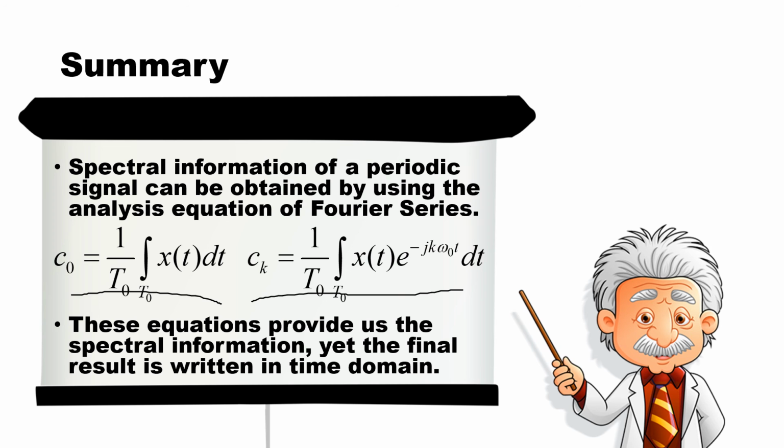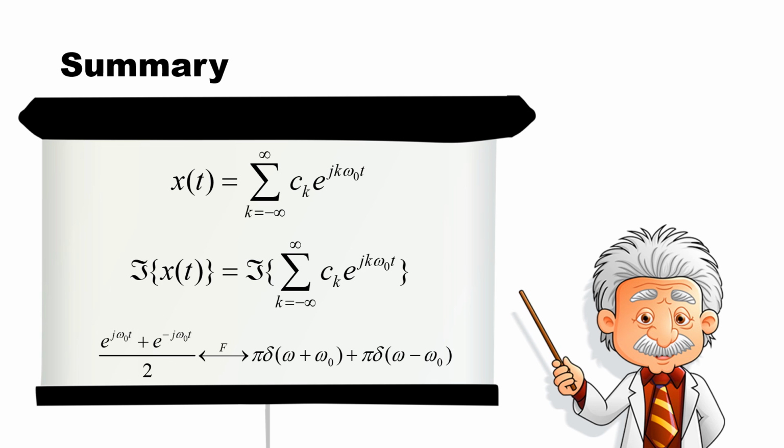But what I just said, yet the final result is written in time domain. How? Let's see. This is how we represent Fourier series. This is called the synthesis equation as well.